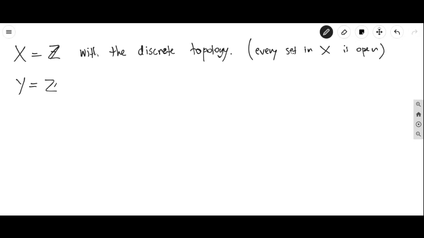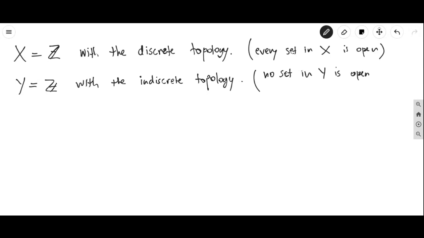And Y is the set of integers again, but with the indiscrete topology. So the indiscrete topology is the opposite. So no set in Y is open, except for what you always must have, the two extreme examples, the empty set and Y itself, so the set of integers.